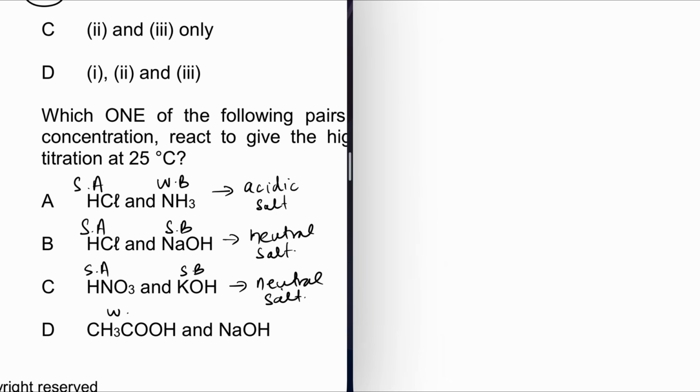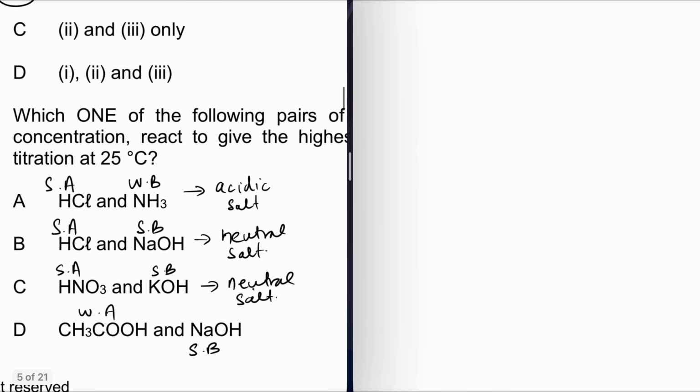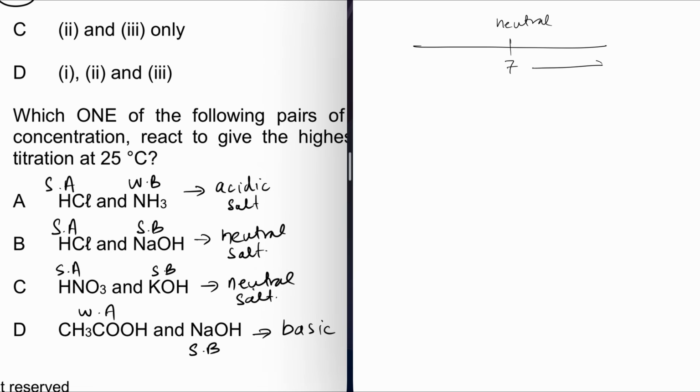CH3COOH is a weak acid and NaOH is a strong base. This is going to give me a basic salt. Now, the highest pH, if we think of the pH scale, you have 7 in the middle, which is neutral. Then you have these values on the right of 7, which is basic. And on the left of 7 is acidic. So 0 here and 14 here. So if something is basic, it's going to have a high pH, and so the answer is going to be D.